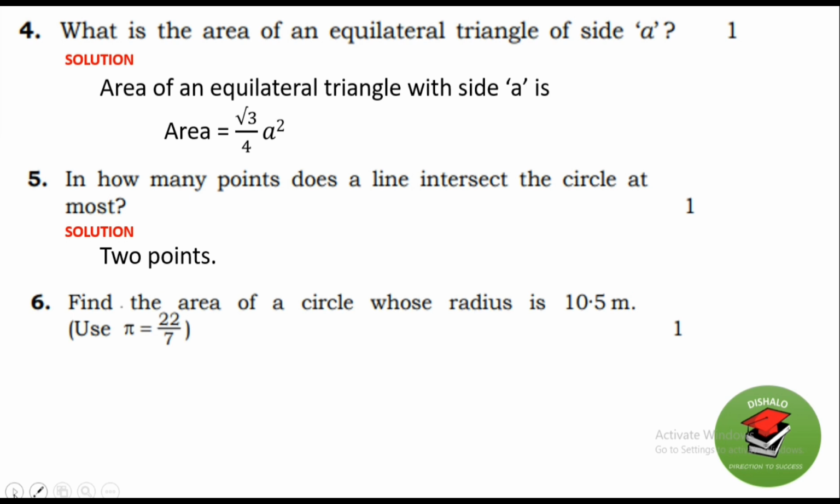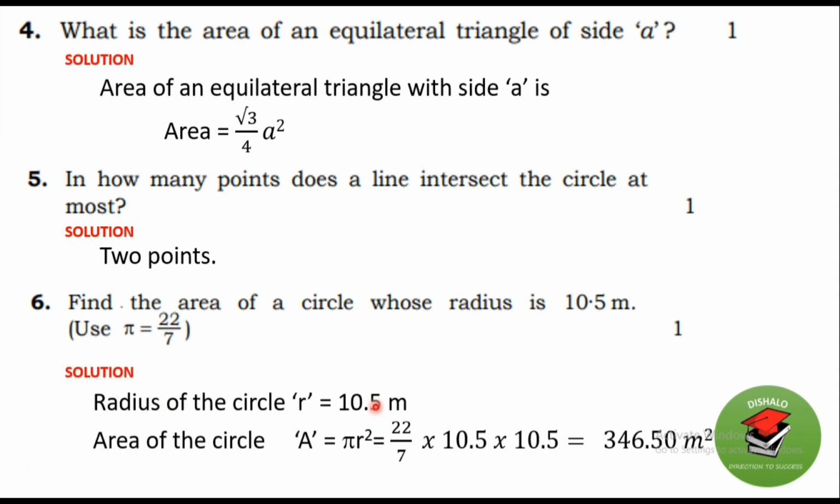Next question. Find the area of a circle whose radius is given. So we know the area of a circle formula is pi r square. So we just have to put down the formula. The radius of the circle is given as 10.5. Pi is given as 22 by 7. So pi r square, 22 by 7 into 10.5 into 10.5, and it comes out to be 346.50 meters square.